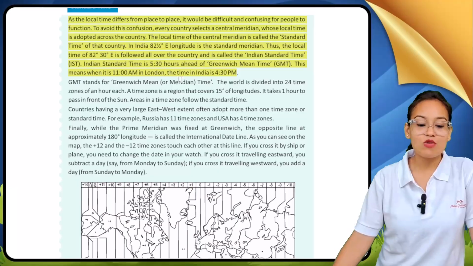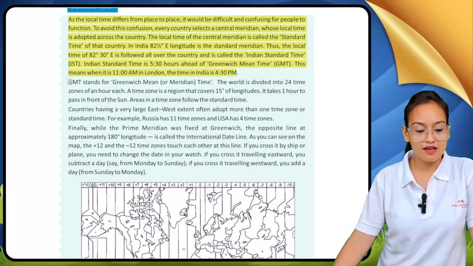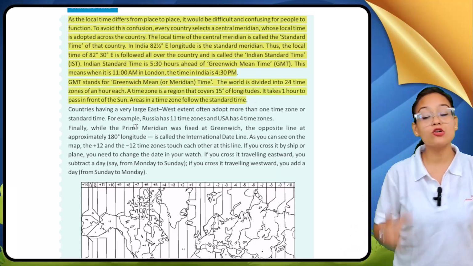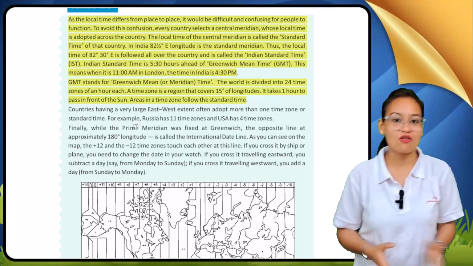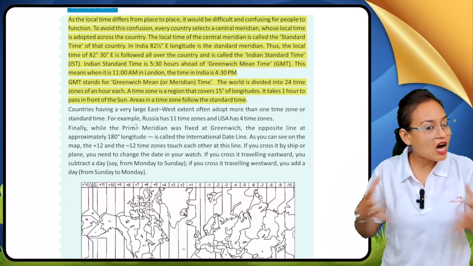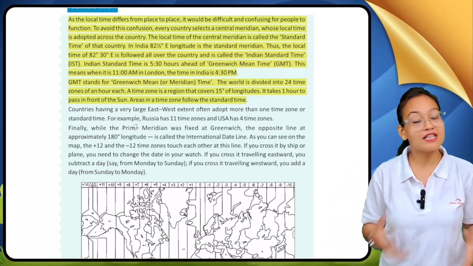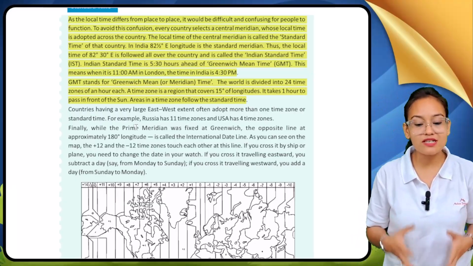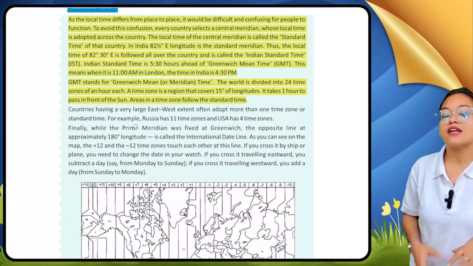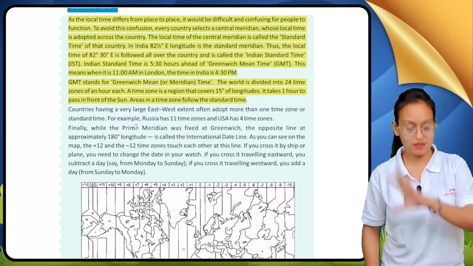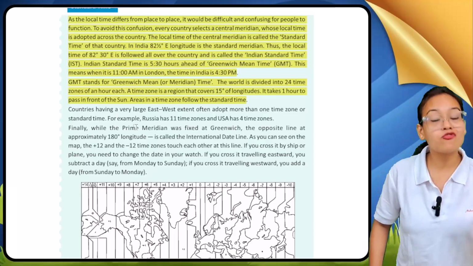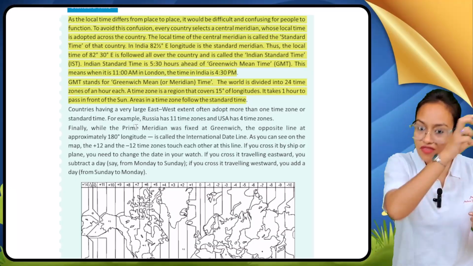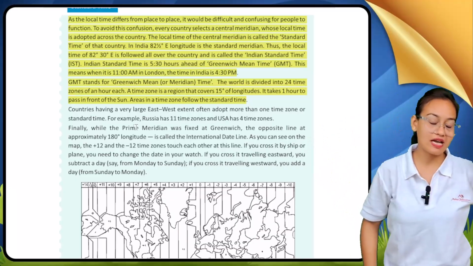What is the meaning of Greenwich Meridian? GMT stands for Greenwich Meridian Time. Our world is divided into 24 time zones, one for each hour. In how many parts is our earth divided into time zones? There are 24 time zones. A time zone is a region that covers 15 degrees of longitude. Now, how are these time zones divided? The area falling on each 15 degrees of longitude has the same time zone.